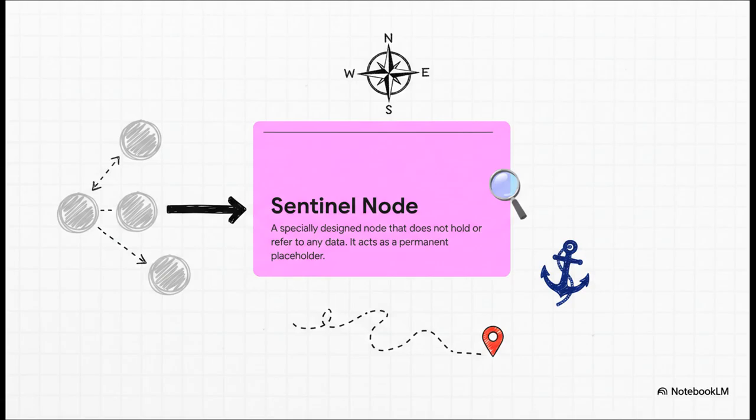So what exactly is a Sentinel node? Well, basically, it's a dummy node. It doesn't hold any of your actual data. Its entire reason for existing is structural. It's a fixed point, a landmark that your code can always count on being there.